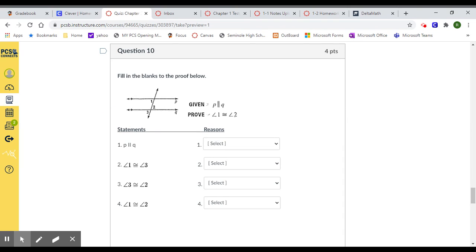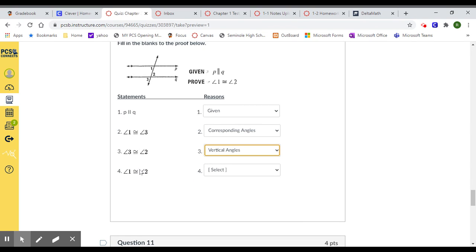All right, so a little proof here. This actually came from an assignment that you already did. P is parallel to Q. That's given to us. Angle 1 is equal to angle 3. How do we know that? Because they are corresponding angles, both in the bottom left. Angle 3 is equal to angle 2. How do I know that? Well, they are vertical angles. And then angle 1 is equal to angle 2. How do I know that? From the transitive property. If angle 1 is equal to angle 3 and angle 3 is equal to angle 2, then angle 1 must also be equal to angle 2 logically.